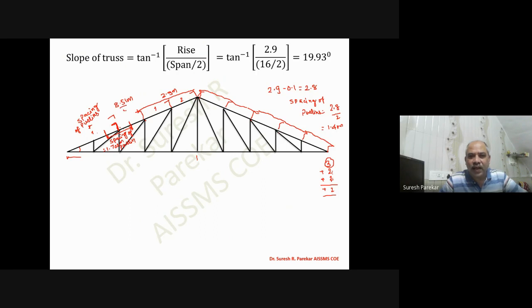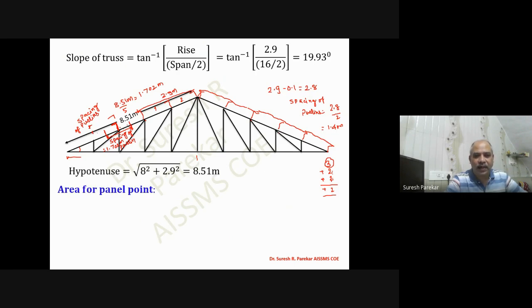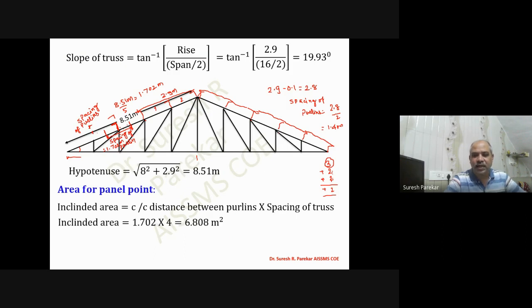So divide by 5, and I will get 1.702 meters. Then if I multiply it by 4, I will get the inclined area. So you can see now, the hypotenuse, we have calculated the area for the panel point. Inclined area is the center to center distance between purlins into the spacing of truss, and it comes to 6.808. I will not go into detail; we will only see in this video where we have changes.